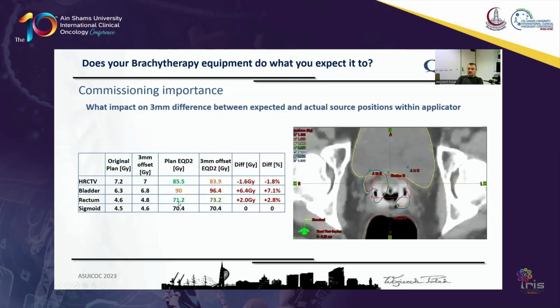So, for example, the impact of a 3 millimeter difference between the expected and actual source position within the applicator, where the applicator is in the right place, can lead to quite big errors in the dose delivery we expect with respect to what we actually achieve. So, for example, a difference of up to 7%, or 3%, depending on what kind of structures and what kind of plan it is, but they are not insignificant, and it may change what is an acceptable plan to what is really not an acceptable plan. Sorry.